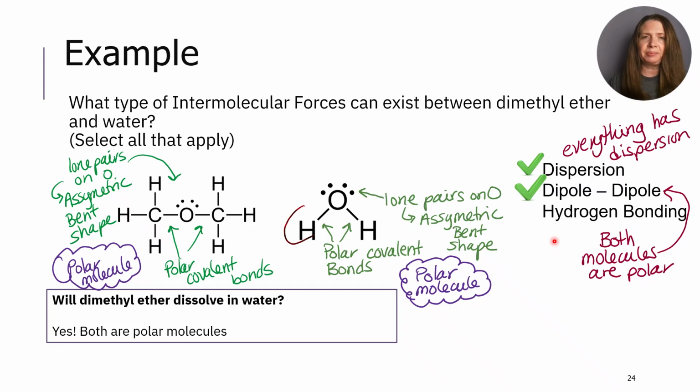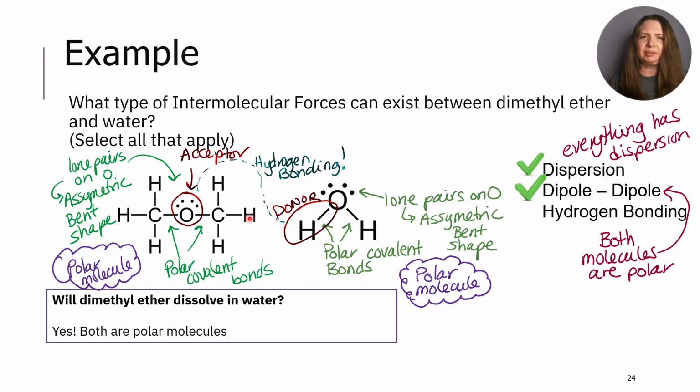Water can act as the hydrogen bond donor because it has hydrogen atoms bonded to oxygen. Dimethyl ether has lone pairs of electrons on its oxygen atom, allowing it to act as the hydrogen bond acceptor. Therefore, water and dimethyl ether can hydrogen bond to one another. Notice something interesting. Water can hydrogen bond to other water molecules and to dimethyl ether. However, dimethyl ether cannot hydrogen bond to itself because it has no hydrogen atoms directly bonded to oxygen.